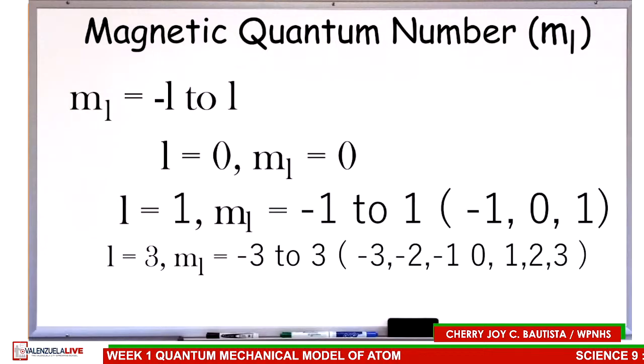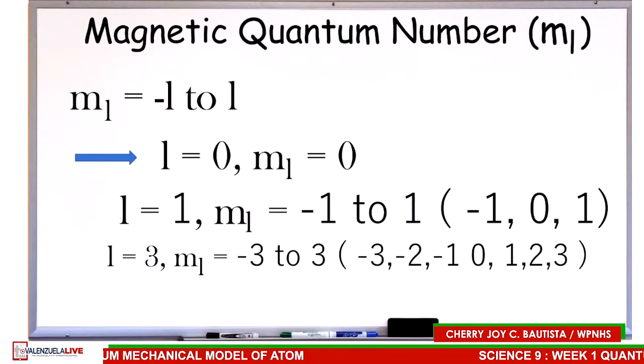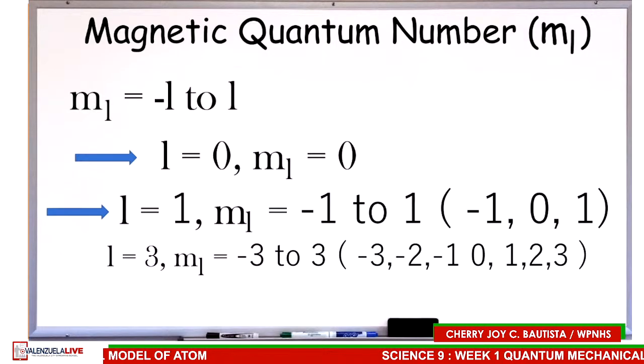This means that m sub L is between negative L to L. So if L is 0, m sub L is 0. But if L is 1, that means m sub L would be a number between negative 1 and 1. So that could be negative 1, 0, and 1.